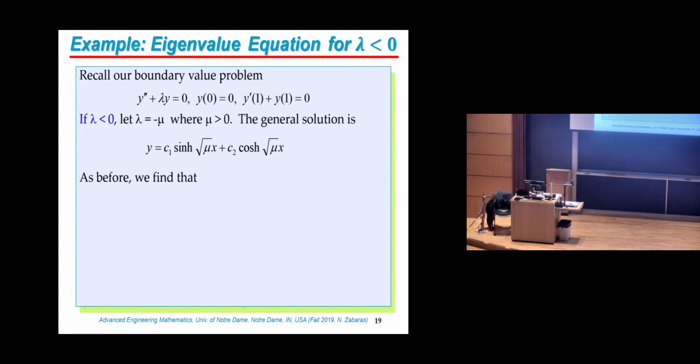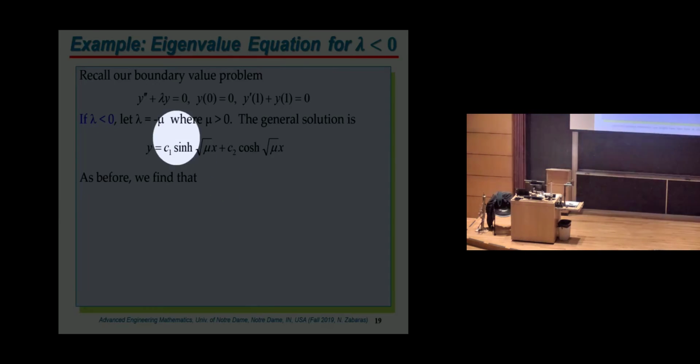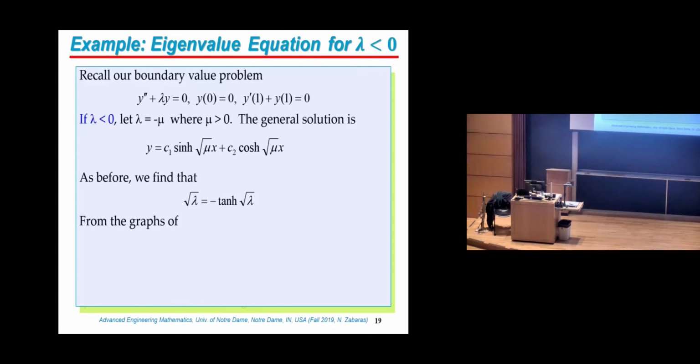And then, of course, the last thing you need to check is if there are any eigenvalues with lambda negative. If lambda is negative and you set lambda equal minus some positive number, the solutions to this equation would be exponentials, and I write them with hyperbolic sines and hyperbolic cosines. You can do exactly the same algebra as before and see that the equation to solve for lambda is given by this nice formula.